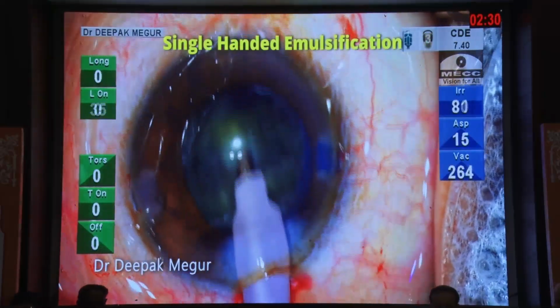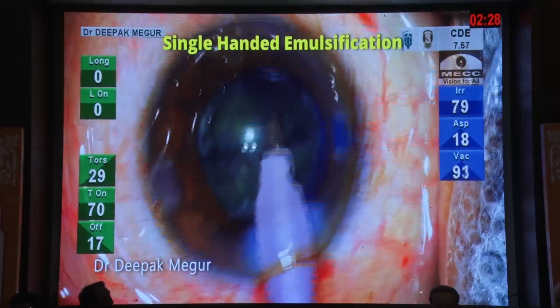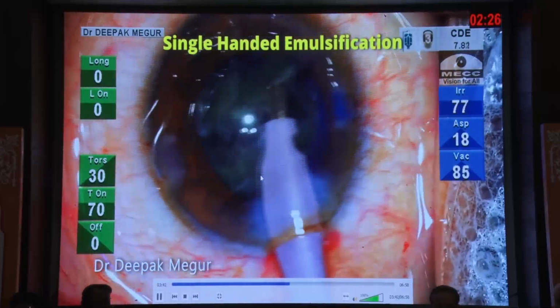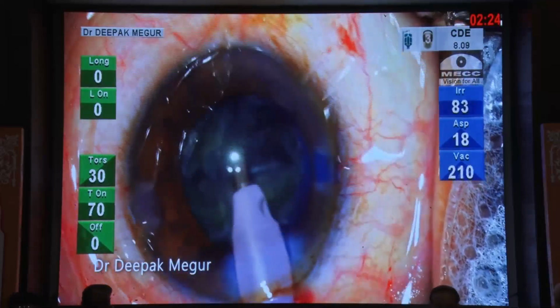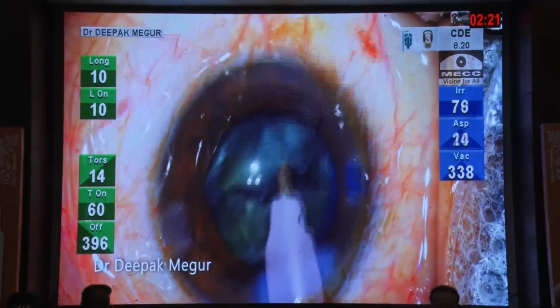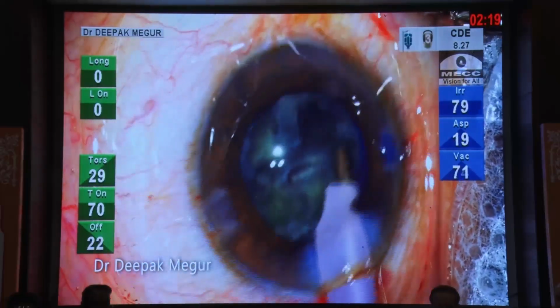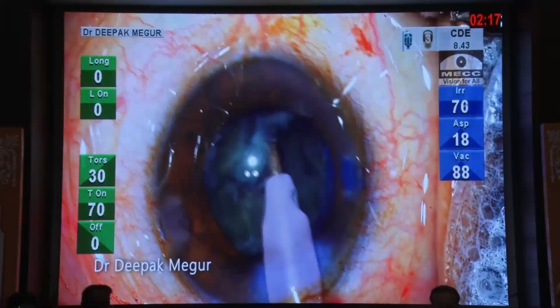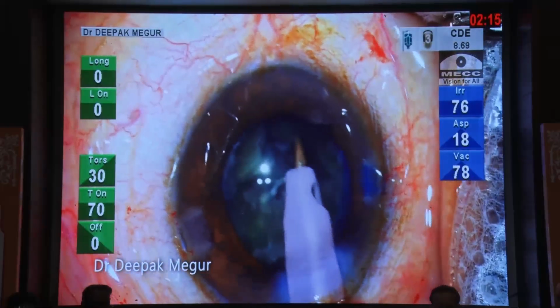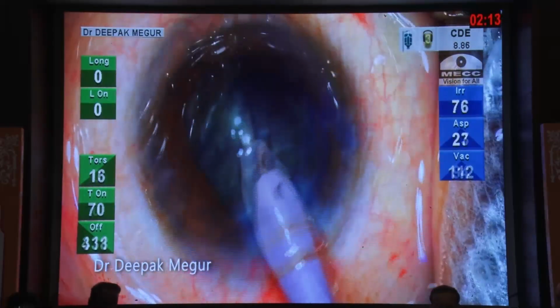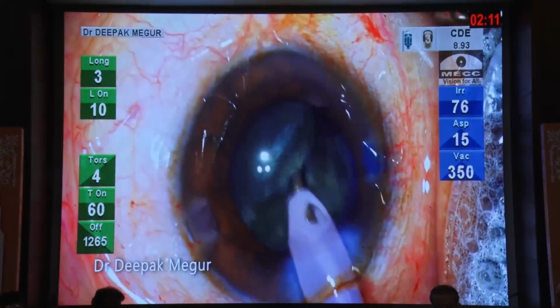The next water modification is single-handed emulsification. See, I've removed the second hand itself. The fragments are all divided. There's no role for the second instrument now. If you open the second instrument, the iris starts to trail through that. So just do a single-handed quadrant removal. The second hand comes only for division of the nucleus. Once the division is out, just stick to the single-handed technique.